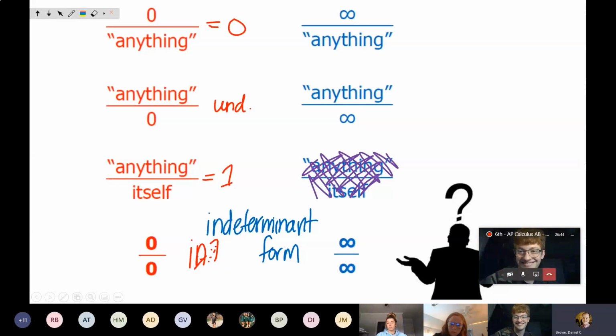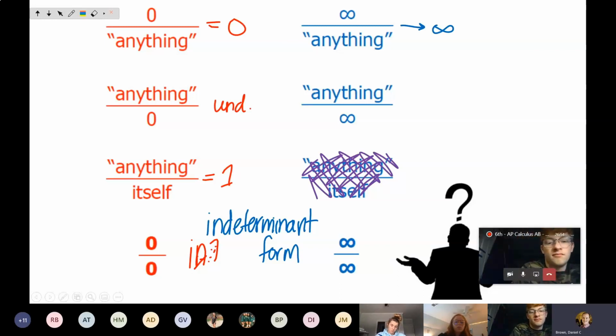So we're going to say that infinity divided by anything is always going to approach infinity. You can't get infinity any smaller. It is always going to be infinity.